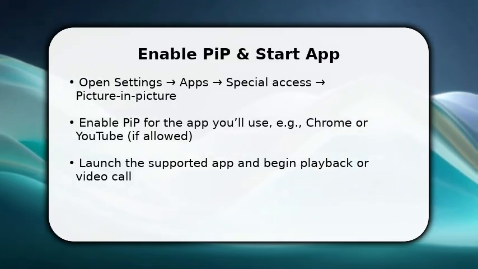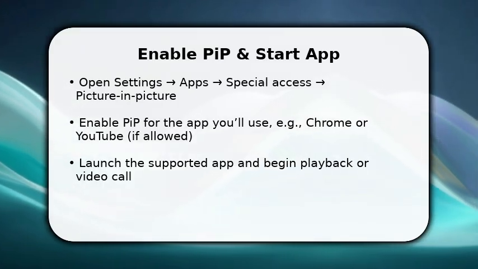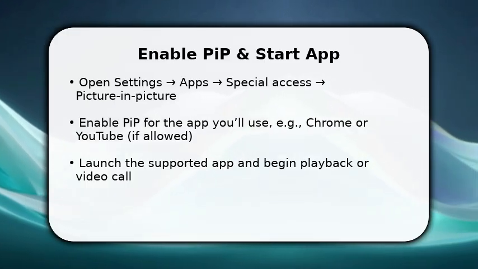You're doing this because Android restricts Pi-P per app. Enabling it lets the system float the video. Now keep the app open and get ready to invoke Pi-P with the next action.